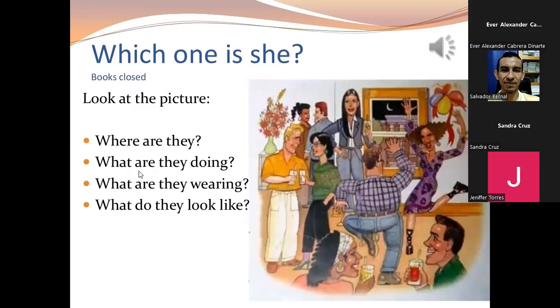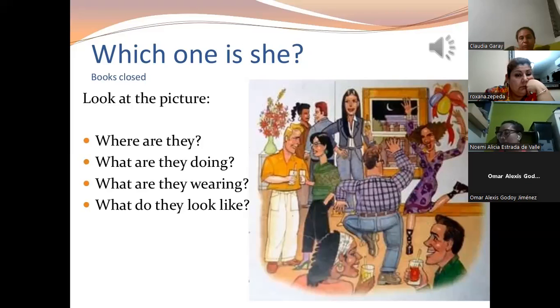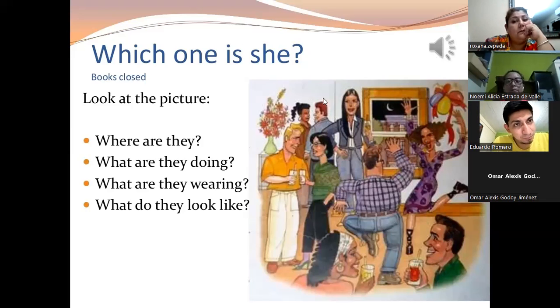So now, guys, let's move on. I want to show you this part. Remember that we were talking about this. We have these questions about this picture. Let's see, who do I have here? Claudia, hello. Hello, Claudia. Let me ask you this question. Where are they? They are friends. Yeah, they are friends, but the question is where? They are at a party. Okay, they are at a party. Perfect. Very nice. Thank you.